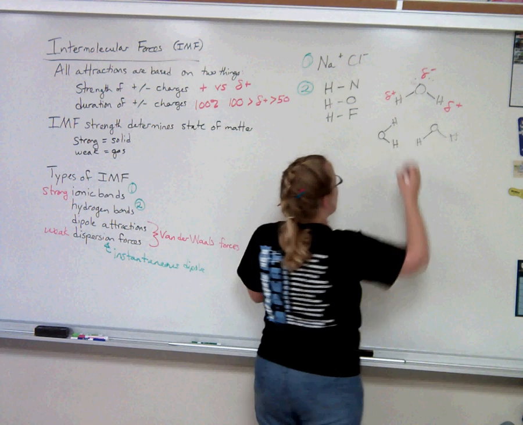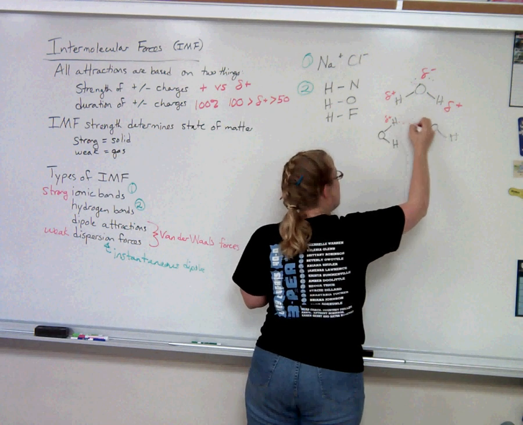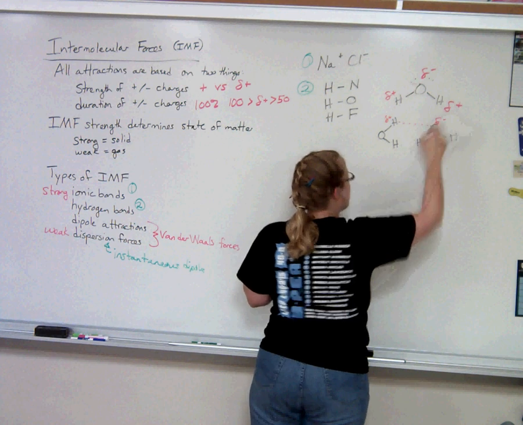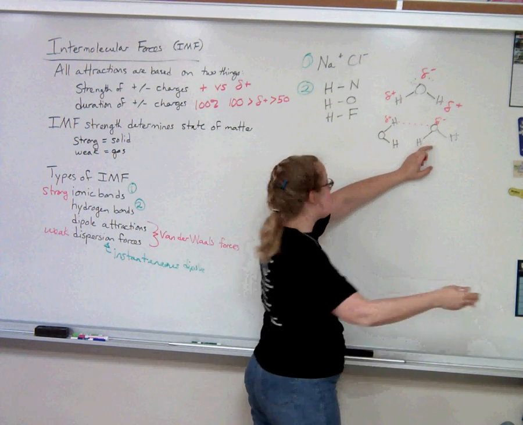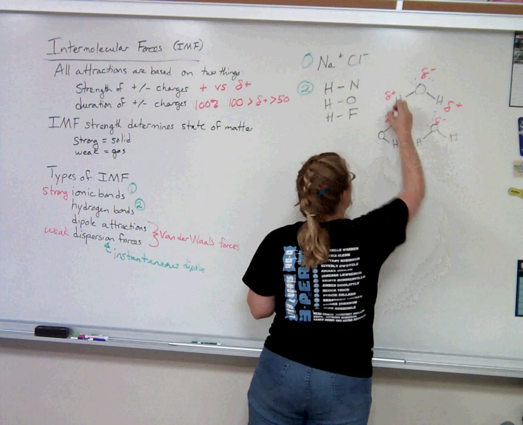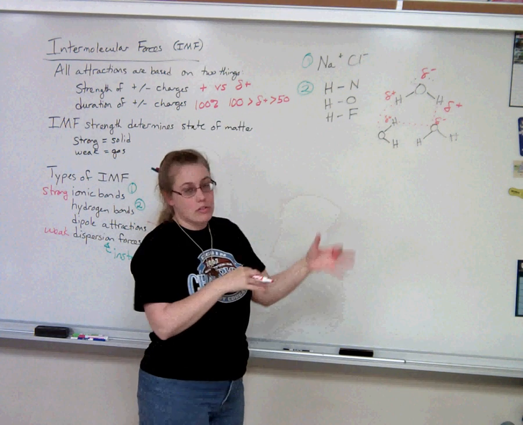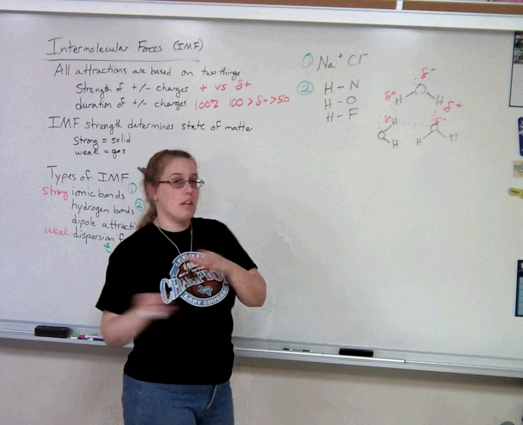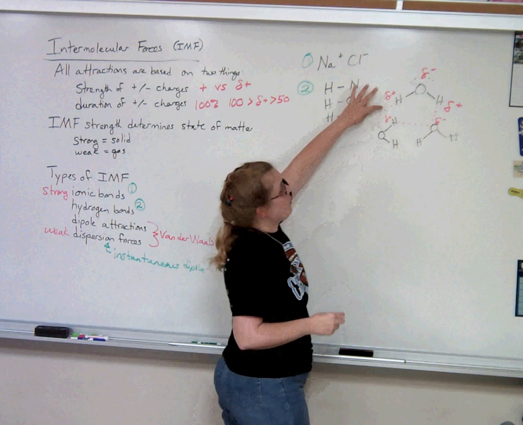Well, this hydrogen is also slightly positive, and so it'll be attracted to the slightly negative oxygen of a different water molecule. And this hydrogen will be attracted to it, and this hydrogen will be attracted to that oxygen, and so on and so forth. So all the hydrogens are going to be attracted to all oxygens of different molecules. And we represent intermolecular forces with these dashed lines.